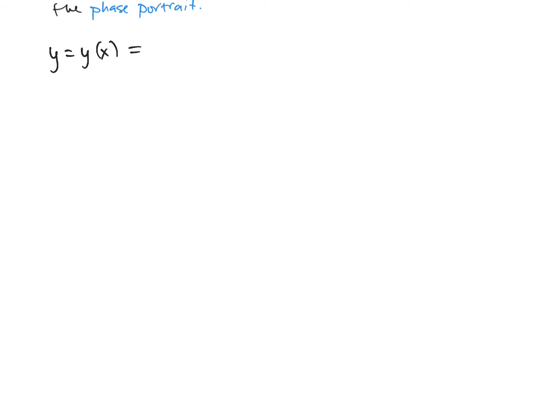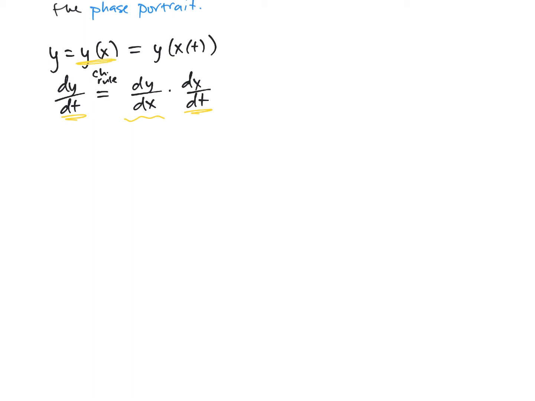But of course, x is a function of t. So y equals y of x of t. And so what's the derivative of y with respect to t? Well, by chain rule, that equals dy/dx times dx/dt. Well, we know something about dy/dt and about dx/dt, but we don't know anything about dy/dx because that's what we're trying to get at: what's the relationship between y and x? What is y as a function of x?